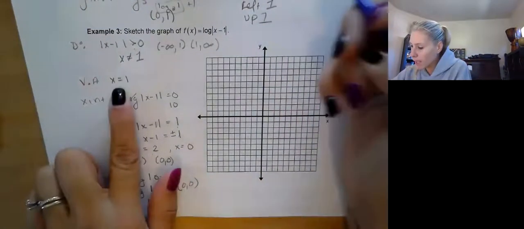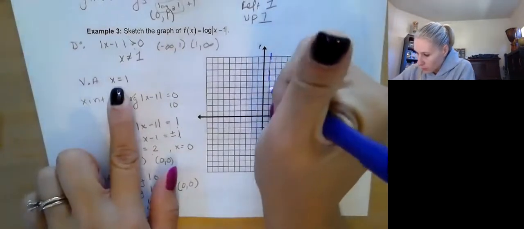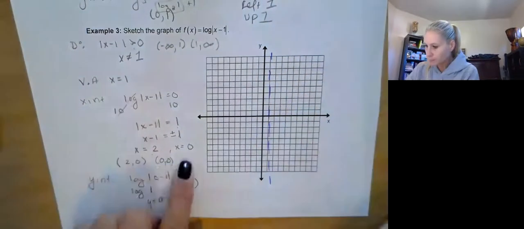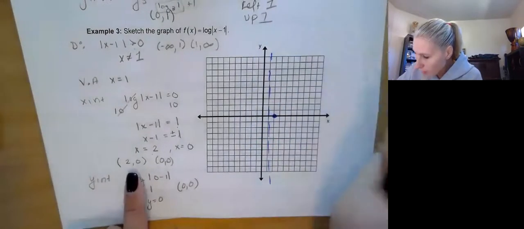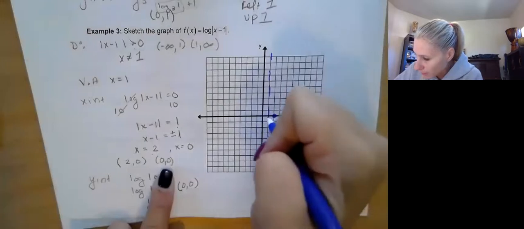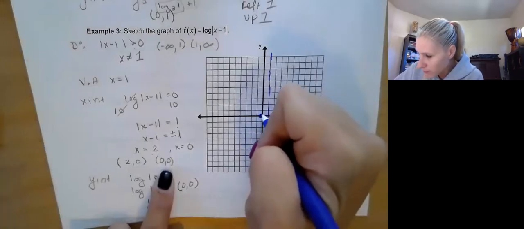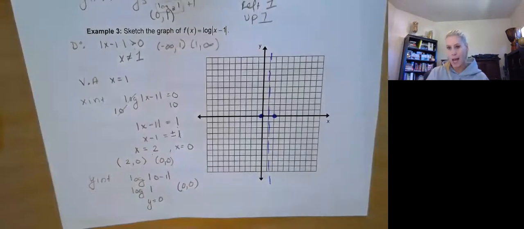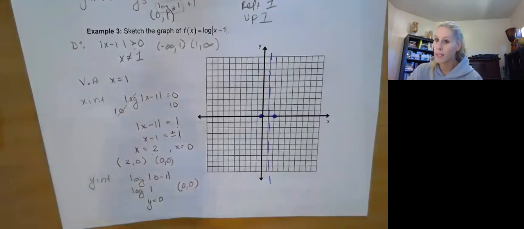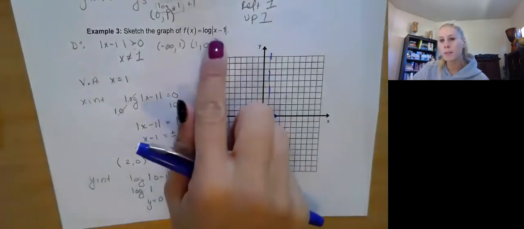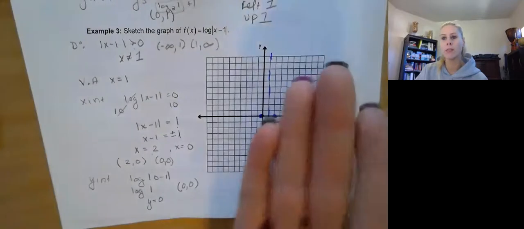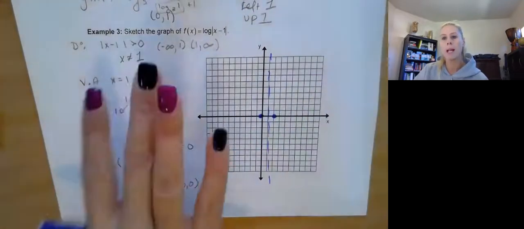So x equals 1 is a vertical asymptote, so that's nice. We have an x-intercept at 2, 0, and we have an x-intercept at 0, 0. All right, what is happening here? Well, one of the things that you guys really haven't learned when it comes to transformations yet, but you will in AP Calc or Calculus, is that absolute value on the inside actually makes things reflect across the y-axis.